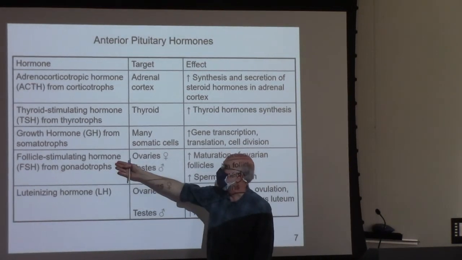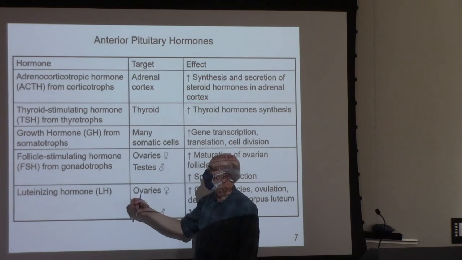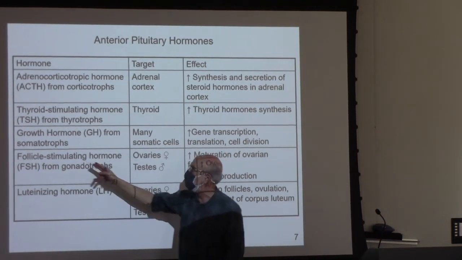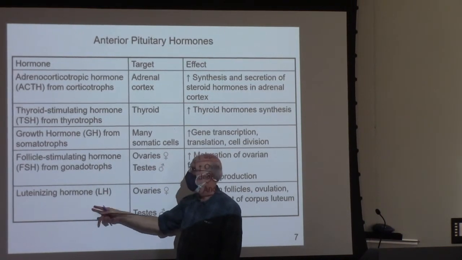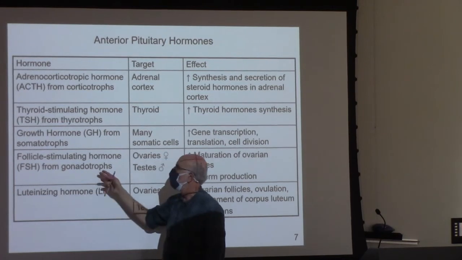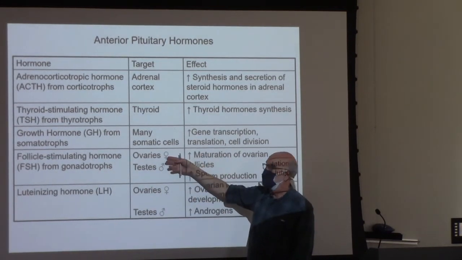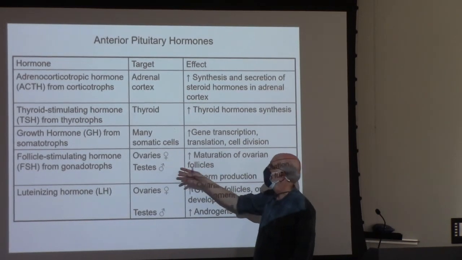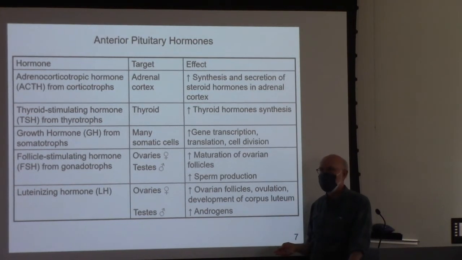LH and FSH, released by the gonadotropes of the anterior pituitary. So LH and FSH are both produced by gonadotropes, so gonadotropes should be here too. LH and FSH, both produced by gonadotropes, affect the female and the male reproductive organs. And we'll talk about their effects next week.